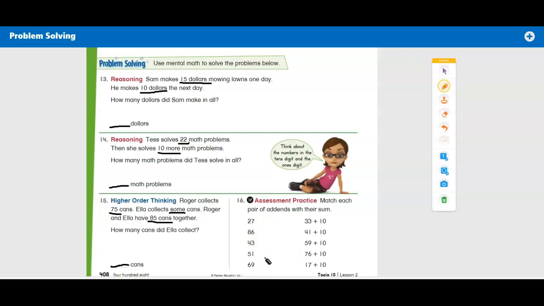For example, if I start on this side with 33 plus 10, I know 3 plus 1 is 4, and 3 plus 0 is 3. 33 plus 10 gives me 43. I find the sum of 43, and I'll draw my line to the pair of addends that matches the sum.